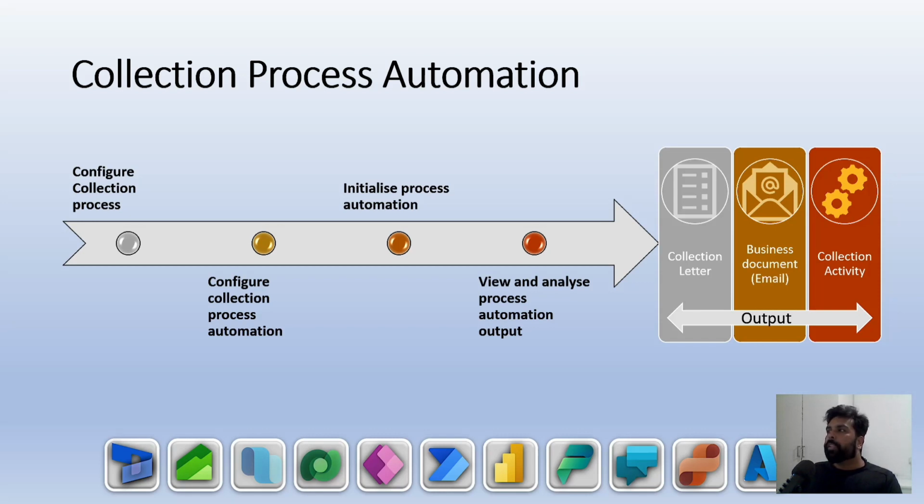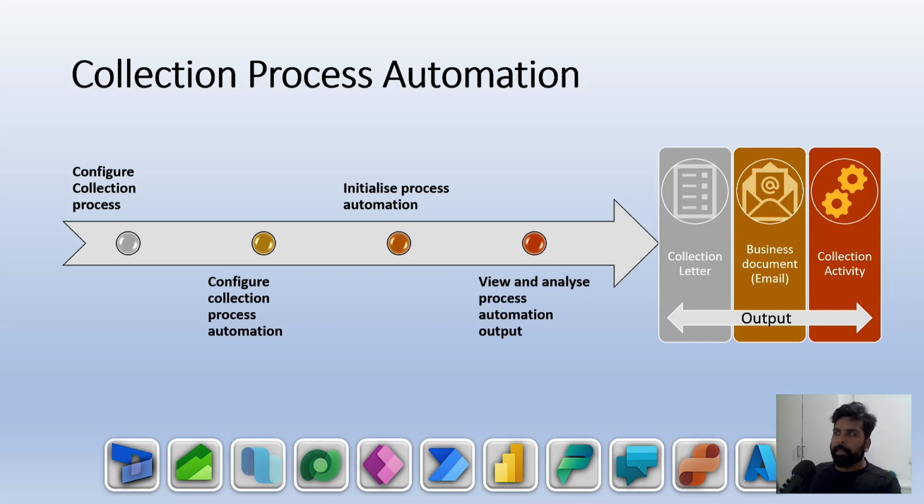Then we map all these collection process setups to our process automation, where we define the frequency, on what basis we want to generate these activities, and how and when they should be generated, right? And then we also have to make sure that we initialize the process automation so that the system checks that whatever we have configured for the process automation is working fine and is getting picked up based on the schedule which we have defined.